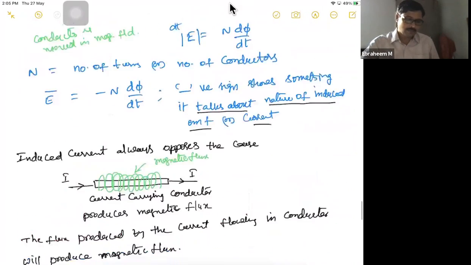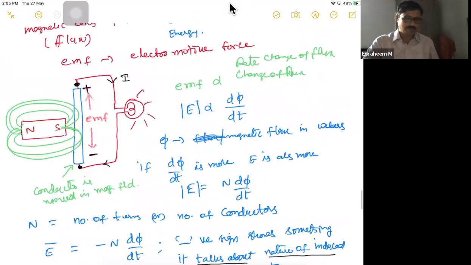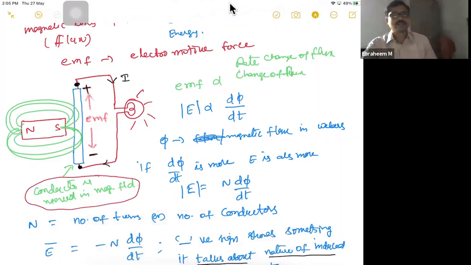And similarly, this picture I have used to explain the working of a DC generator. This conductor is moved in the magnetic field. The energy used to move this conductor is nothing but the mechanical energy we are giving to it. That energy is converted into electrical energy in the presence of the magnetic field.